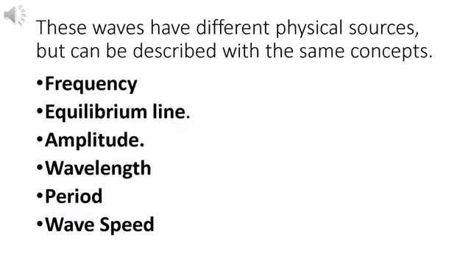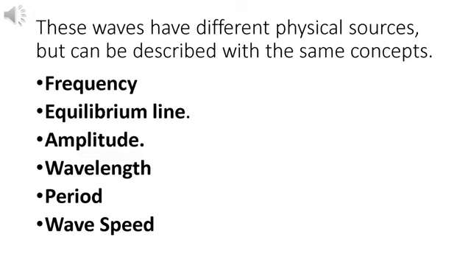So, these waves have different physical sources but can be described with same concepts. So, ano bang nagiging similarity ng mga waves na to? These are what we call the parameters. The frequency, the equilibrium line. This equilibrium line is just an imaginary line. But then it has a significant aspect in terms of waves. The amplitude, wavelength, period, and wave speed.